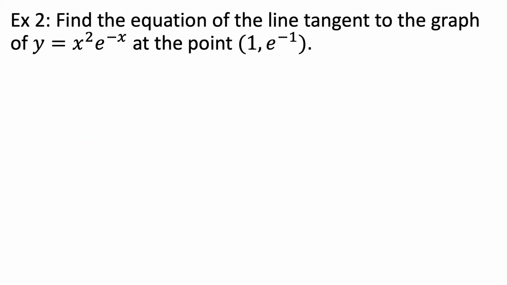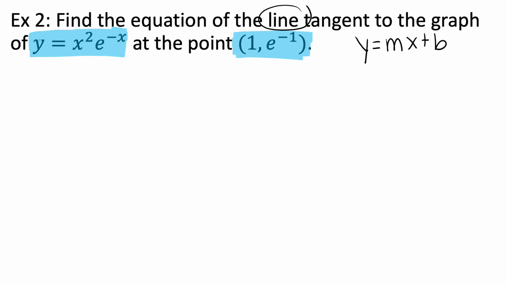Okay, now that our brains are nice and warmed up, we're going to look at a little bit more of a complex example. Here we want to find the equation of the line tangent to the graph of y equals x squared times e to the negative x at the point 1, e to the negative 1. So we're looking for the equation of the tangent line to our function. I'm just going to highlight so we have it outlined here. X squared times e to the negative x, and then they're giving us this point 1, e to the negative 1. And again, we're looking for the equation of the tangent line. So our ultimate final answer is going to be in a y equals mx plus b form.